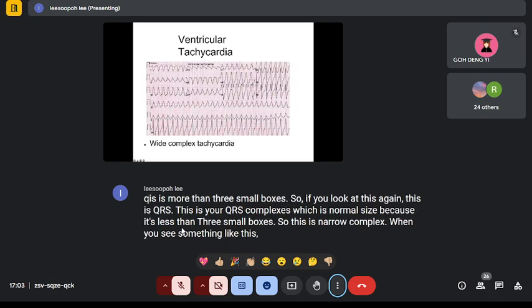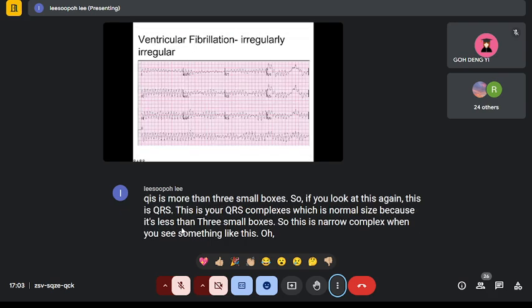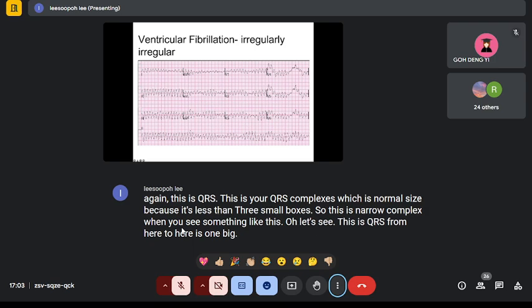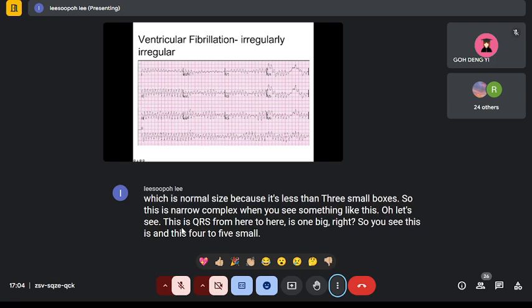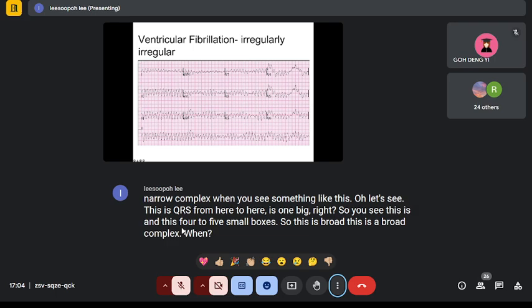When you see something like this, let's say this is the QRS. From here to here is 1 beat, right? You see this is at least 4 to 5 small boxes. So this is a broad complex. When the heart rate is fast, it's called broad complex tachycardia.